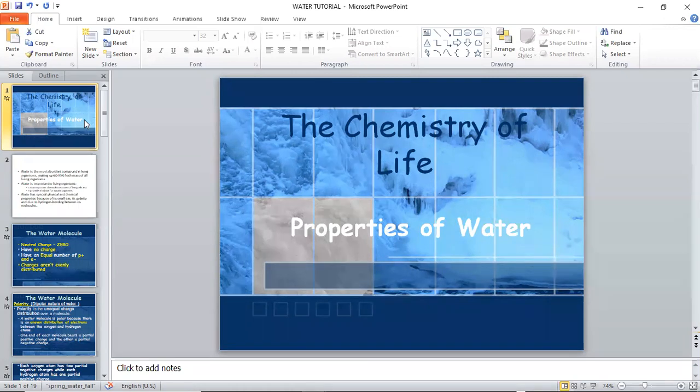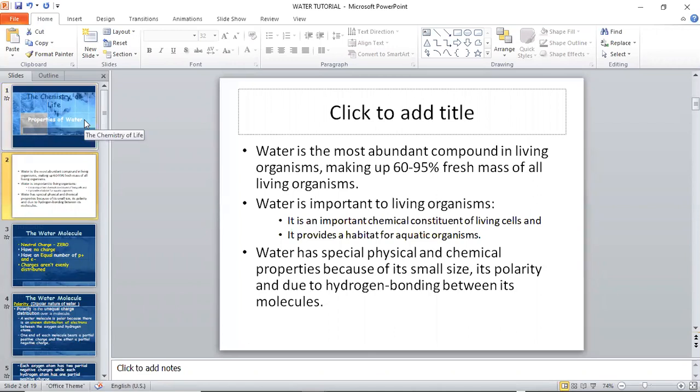So water is the most abundant compound in living organisms, which makes about 60 to 90% of the fresh mass of all living organisms. It is quite important to living organisms, as it is an important chemical constituent of living cells, and it also provides a habitable environment for aquatic organisms.